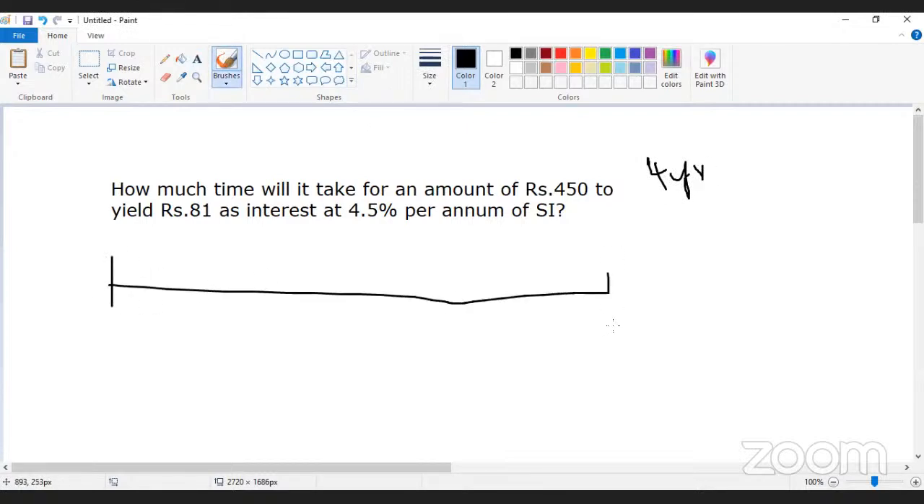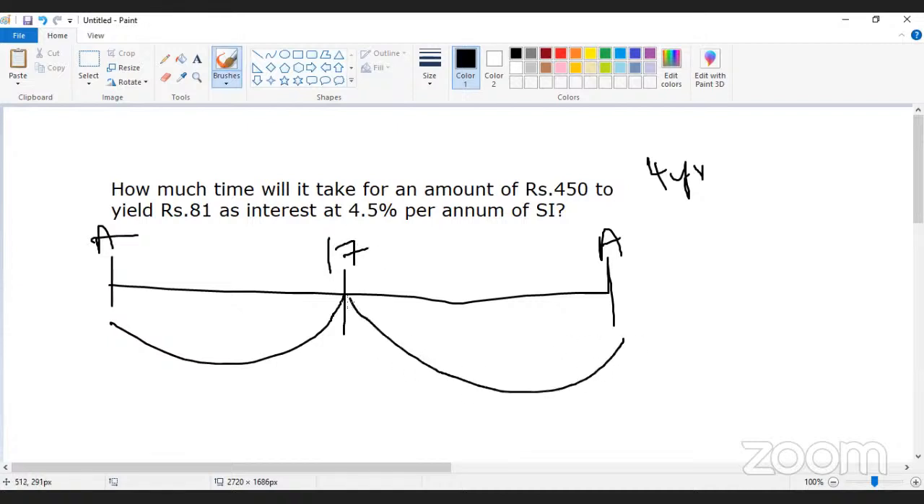Okay. Ranking question. A is ranked from the beginning with 17. Sorry, A is ranked from the last as 30. A is ranked from the first as 17. How many members are there in the class? A from the beginning is 17 and from the last is 30. How many members are there in the class?